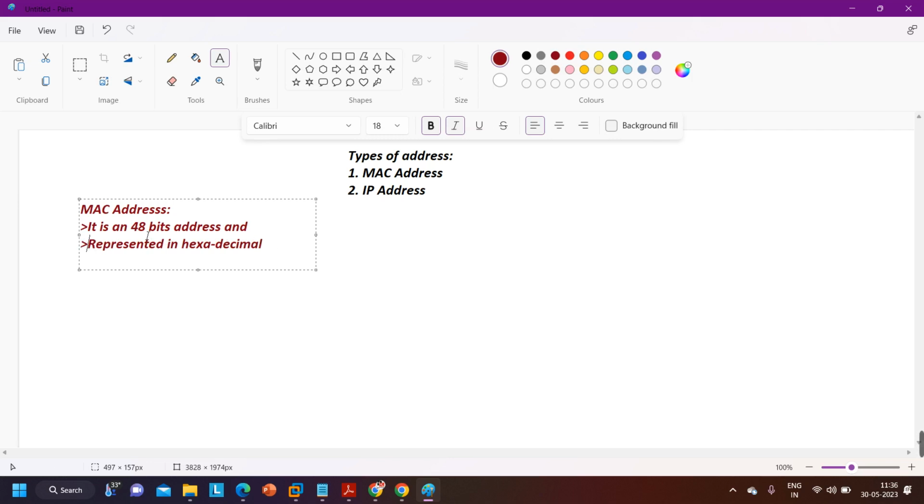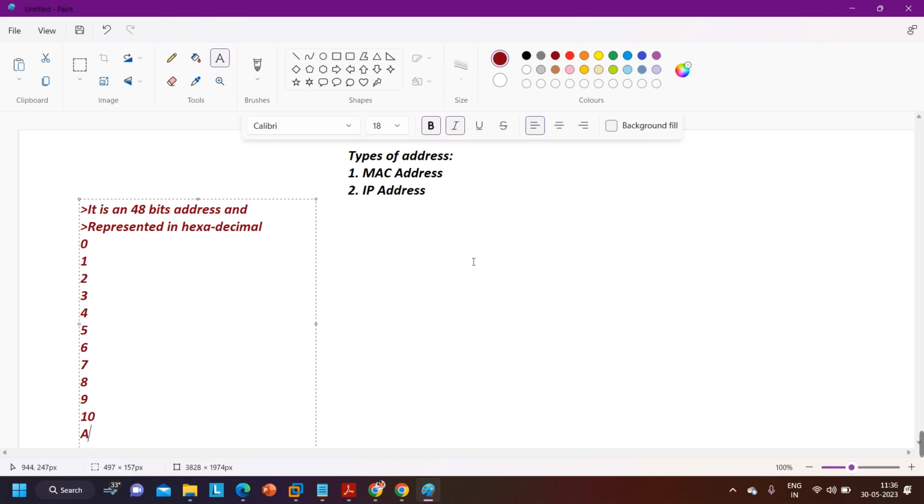See, a MAC address is a 48 bits address and represented in hexadecimal. So how many bits are required to represent one hexadecimal character, so that we can find the total number of characters in a MAC address? Getting my point? In hexadecimal, how many characters are there? There are 16 characters: 0, 1, 2, 3, 4, 5, 6, 7, 8, 9, then not 10, it's A in hexadecimal.